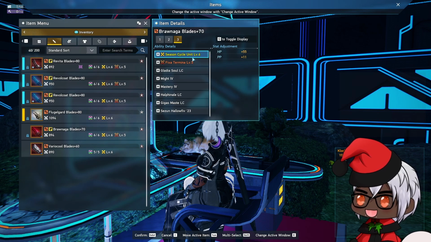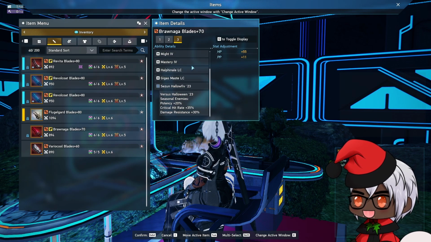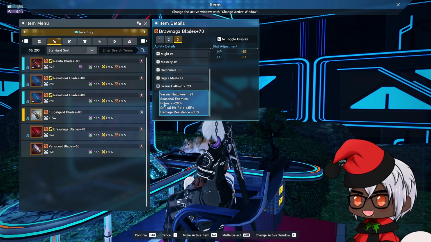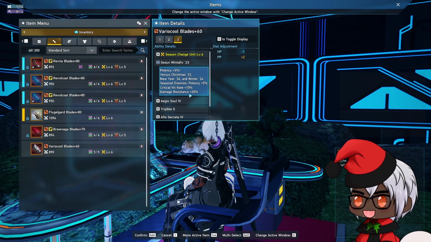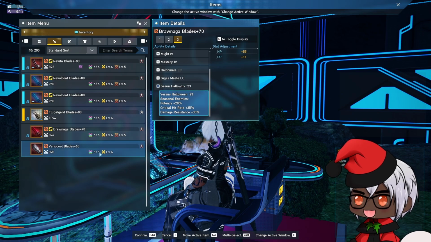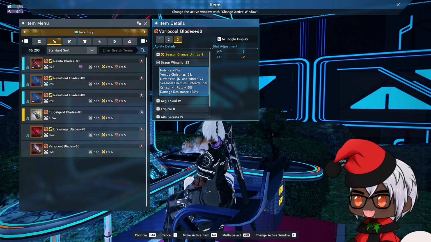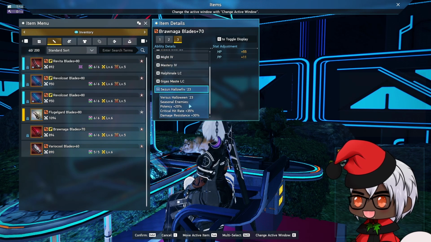And moving on, this is where it gets crazy. This is the previous seasonal affix or augment: 20% potency, 35% crit rate, and 30% damage resistance. That is massively better than what Varicool has. For some reason, they just massively nerfed the seasonal augment. And you could argue that, hey, at least now you don't have to replace it after the season's over, right? It wasn't difficult to replace before.